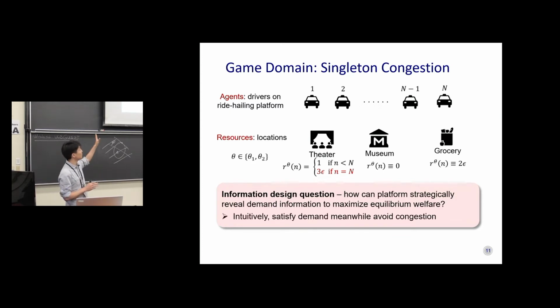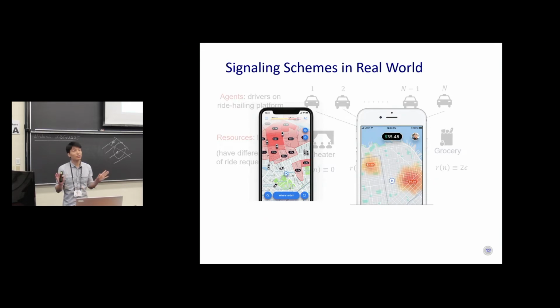And intuitively, in this particular example, roughly what you're trying to do is satisfy the demand at the high demand location, but meanwhile avoid the congestion by strategically revealing information. I want to quickly highlight that those signaling schemes are not imagined by me. They actually already exist in the real world. If you look at a platform like Uber, from the driver's perspective, Uber is going to show you the surge price or maybe the multiplier for each of your trips. And these are exactly the information that Uber reveals to the drivers in order to influence their location choice.